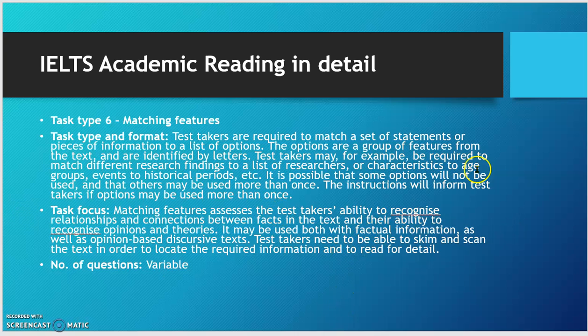Task focus. Matching features assesses the test taker's ability to recognize relationships and connections between facts in the text, and their ability to recognize opinions and theories. It may be used both with factual information as well as opinion-based discursive texts. Test takers need to be able to skim and scan the text in order to locate the required information and to read for detail. Number of questions: variable.